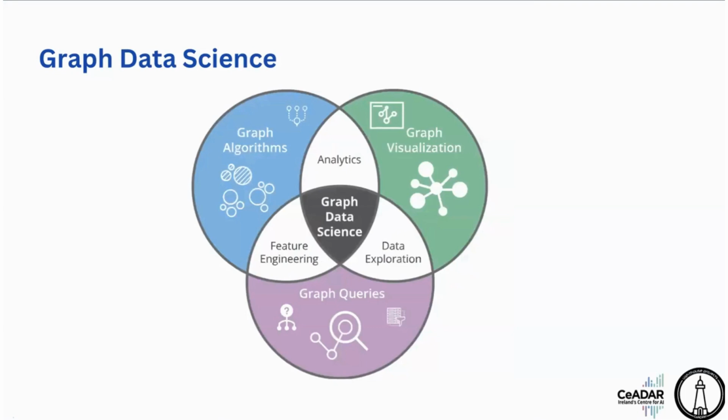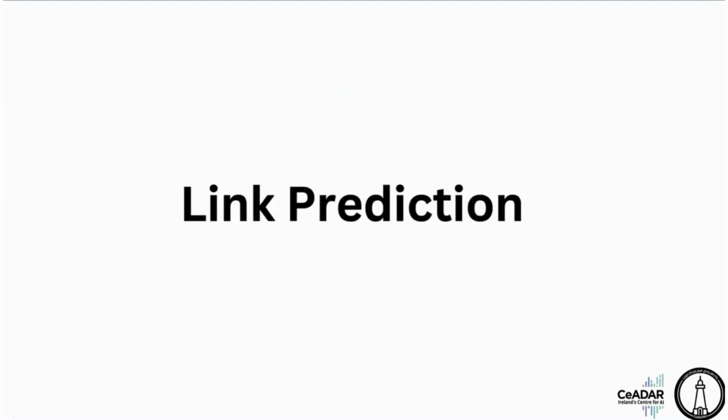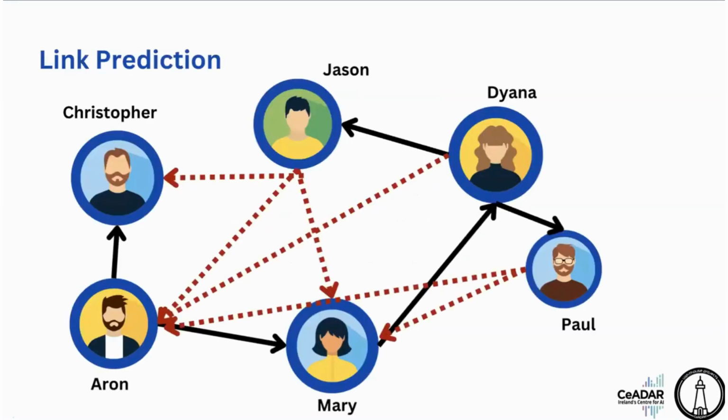So graph data science is a mix of graph algorithms, graph visualization, graph analytics, graph query language, data exploration, and feature engineering. It's an intersection of all these elements. So let's talk about link prediction. Basically, link prediction is a way of predicting which node is going to be connected with another node, and who or whom is being connected to next. That is the biggest advantage of link prediction.